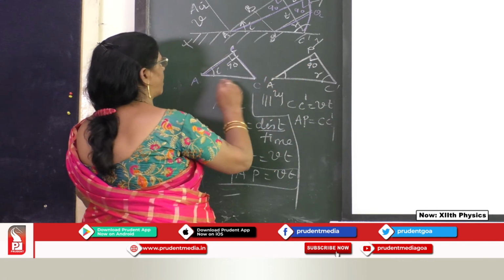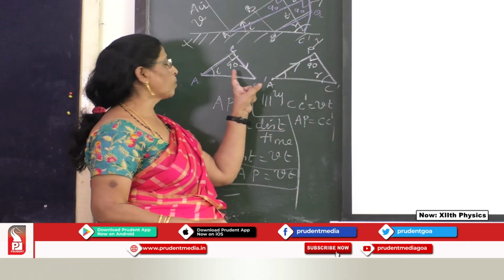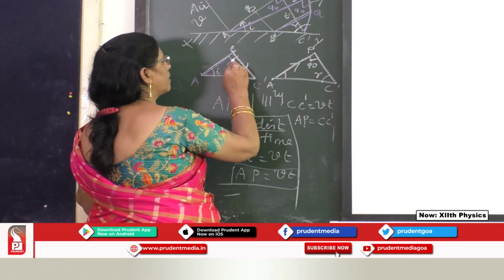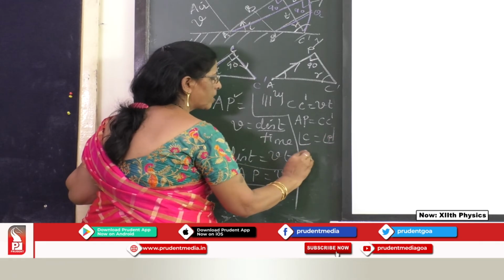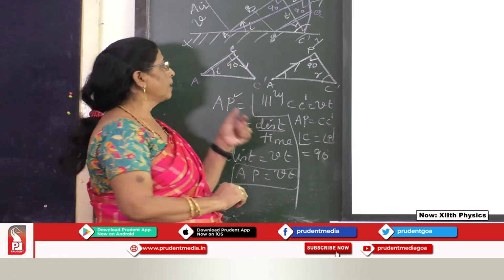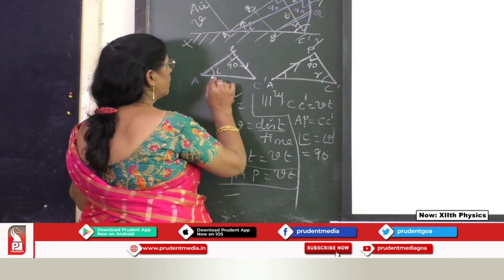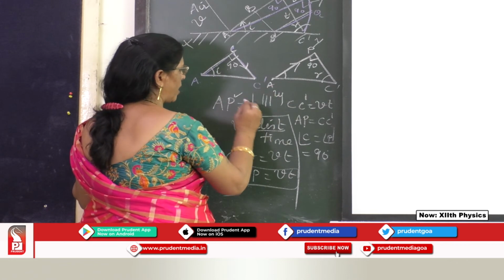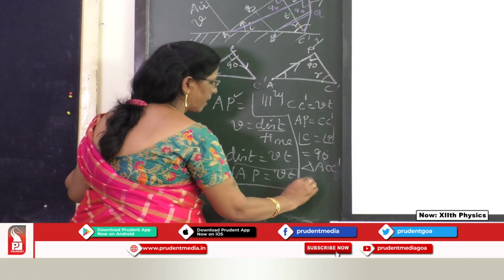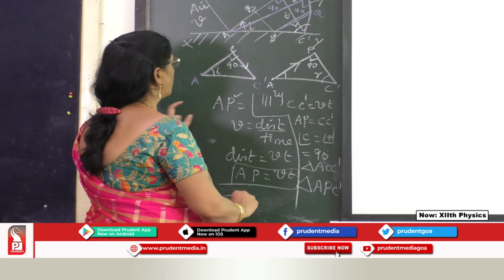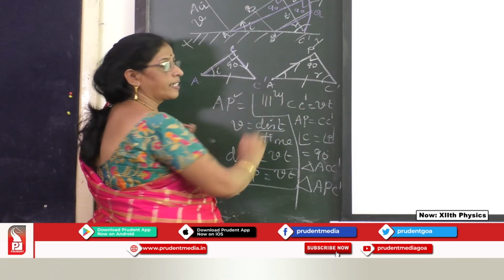So, when you consider the triangles, AP equals CC dash, and angle C equals angle P, which is equal to 90 degrees. Now, when you consider the triangle ACC dash and the triangle APC dash, both of them have the same common side. Which is the common side? AC dash. Okay.